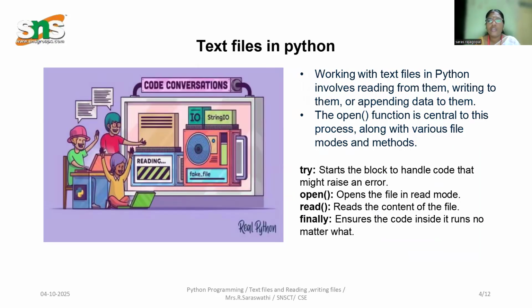Text file. Working with a text file involves reading the content from one file to another file, or appending the content from one file to another file. The open function is used to open the file in read mode. The read function reads the content of the file, and finally ensures the code inside it runs no matter what.